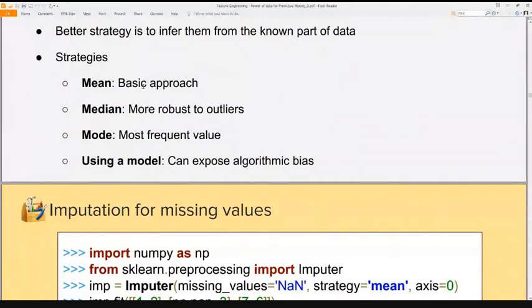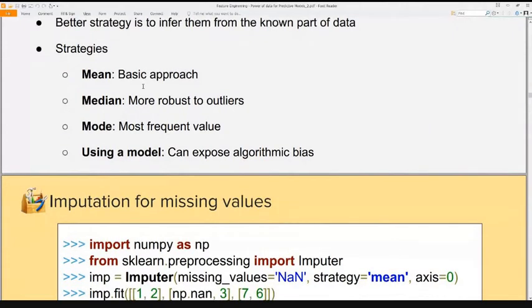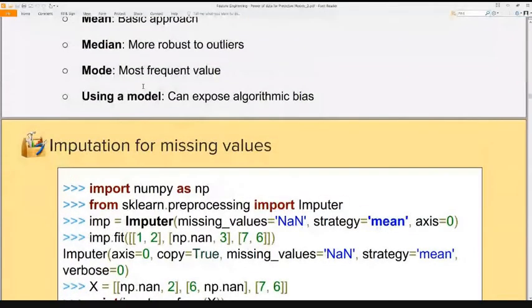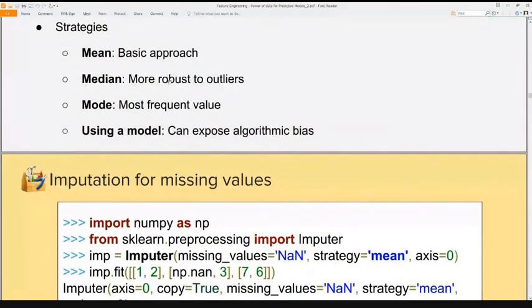Out of 100 people in our data set, 80 are 24 years old. There's a very high chance that the one with missing data is also 24 years old. So you can use a model, but that is algorithmic bias, whereby your model can become very biased towards a feature or a category. So it depends on the situation, that's all I'm trying to say when it comes to strategies.